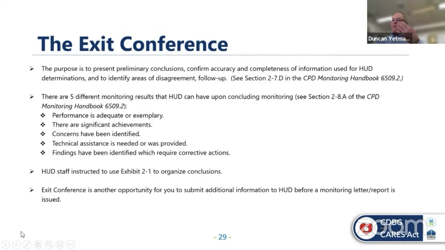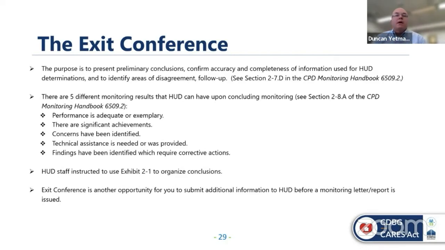So finally, after this monitoring process is concluded, there is the exit conference. And the exit conference is really our opportunity to present preliminary conclusions, to confirm the accuracy or completeness of information, for us to make some determinations, identify areas of disagreement with you, the grantee. You'll see there those 5 sub-bullet points.